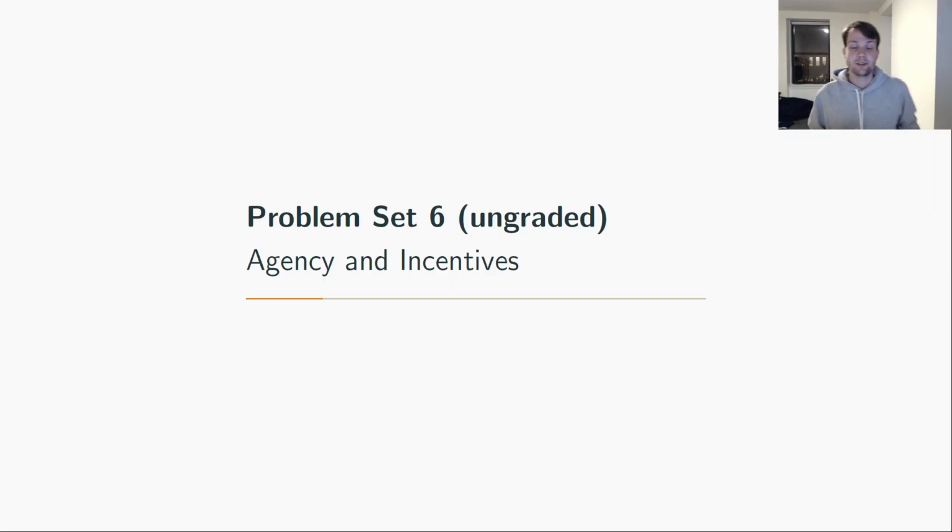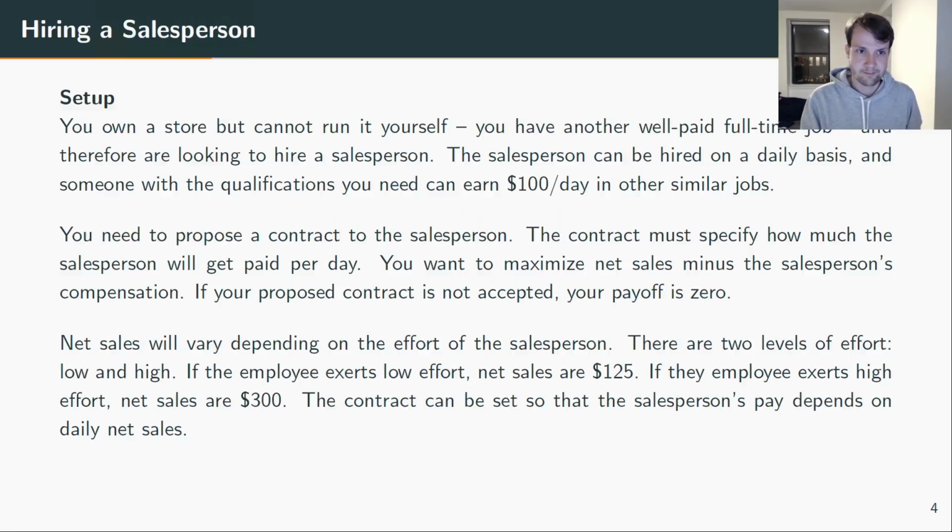These are questions taken from the ungraded problem set 6 on agency and incentives, and we're going to go over basically the entire problem set together. We're going to talk about a very standard example of a business owner trying to hire a salesperson. It says you own a store that you cannot run yourself, right? So you have to hire a full-time employee, probably poorly paid, because you want to keep as much money as possible.